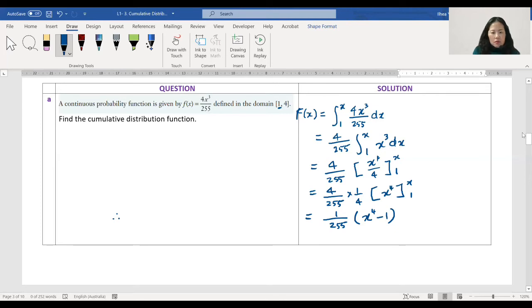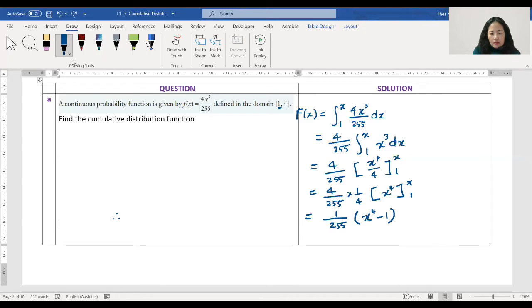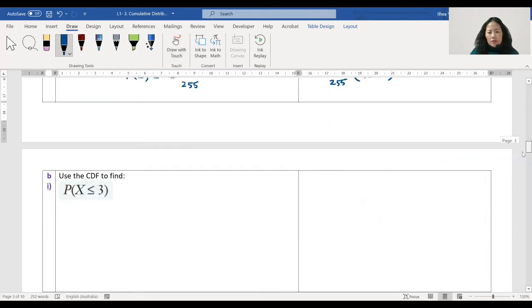my general formula for this continuous probability function is going to be F of x equals x to the power 4 minus 1, over 255. That's what it is. Using this formula, we are going to answer all the questions from here on.